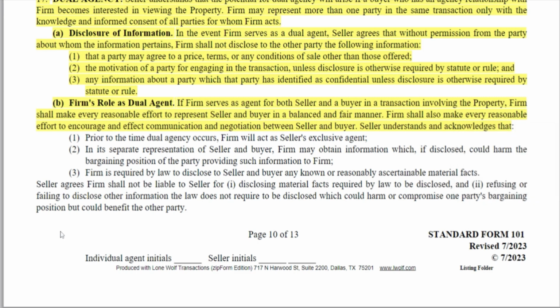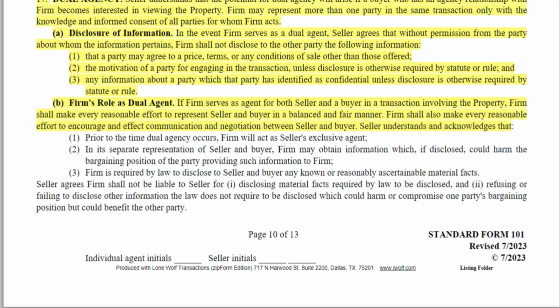In Section B, the firm's role as dual agent. If the firm serves as agent for both the seller and the buyer in a transaction involving the property, the firm shall make every reasonable effort to represent the seller and the buyer in a balanced and fair manner. The firm shall also make every reasonable effort to encourage and effect communication and negotiations between the seller and the buyer.